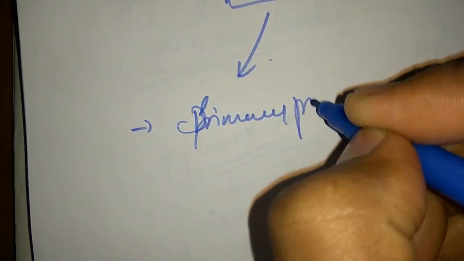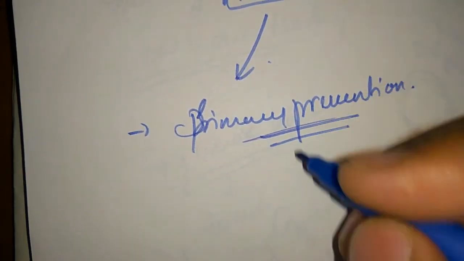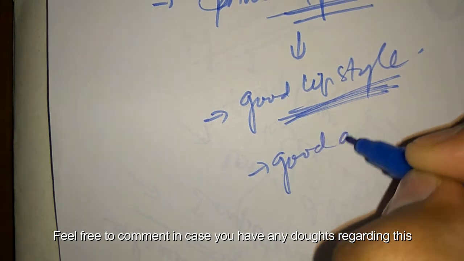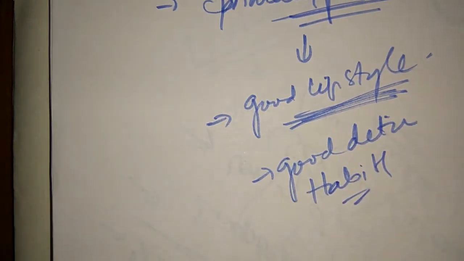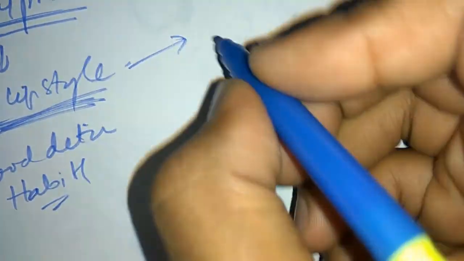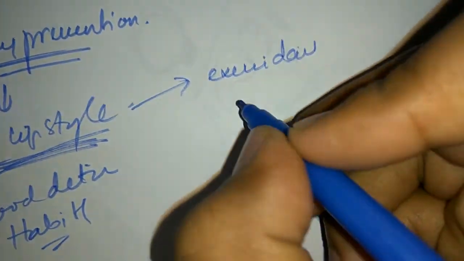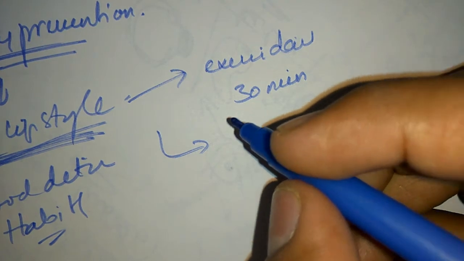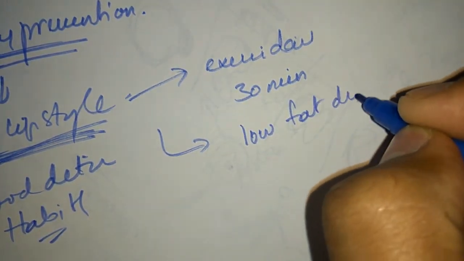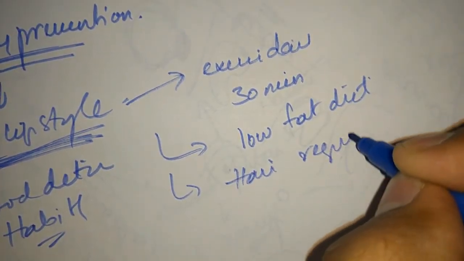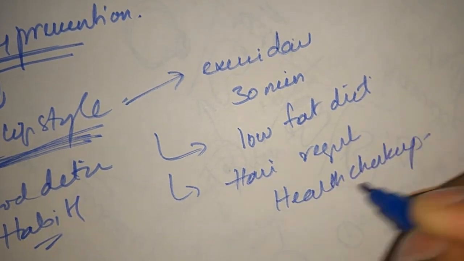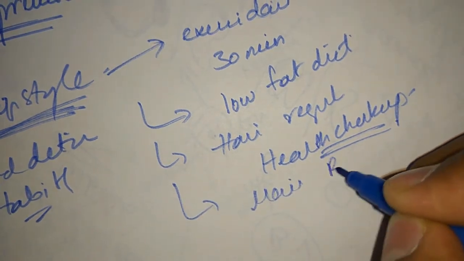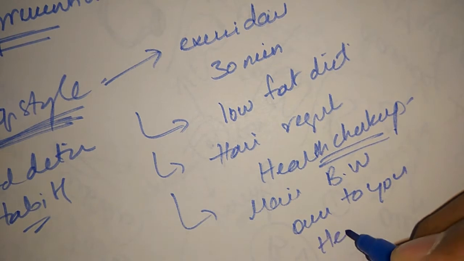primary prevention. This primary prevention is nothing but practicing a good lifestyle and good dietary habits. So what is a good lifestyle? It's nothing but exercising daily, at least 30 minutes, knowing your daily calorie requirement and following it strictly, consuming low fat diets, having regular health checkups, and maintaining your body weight according to your height and age.